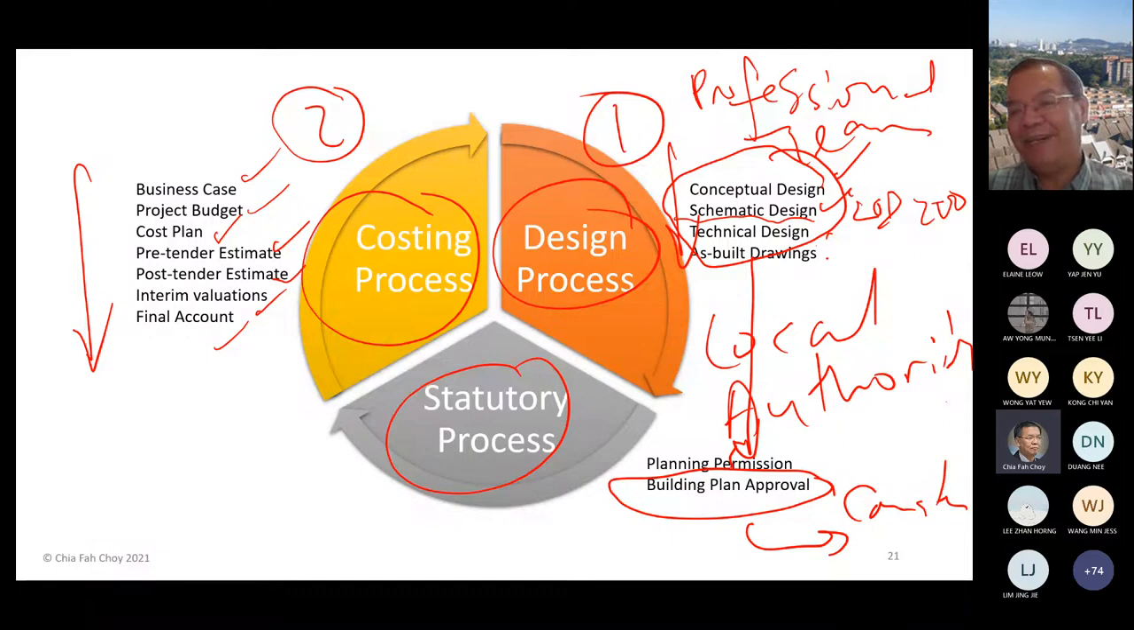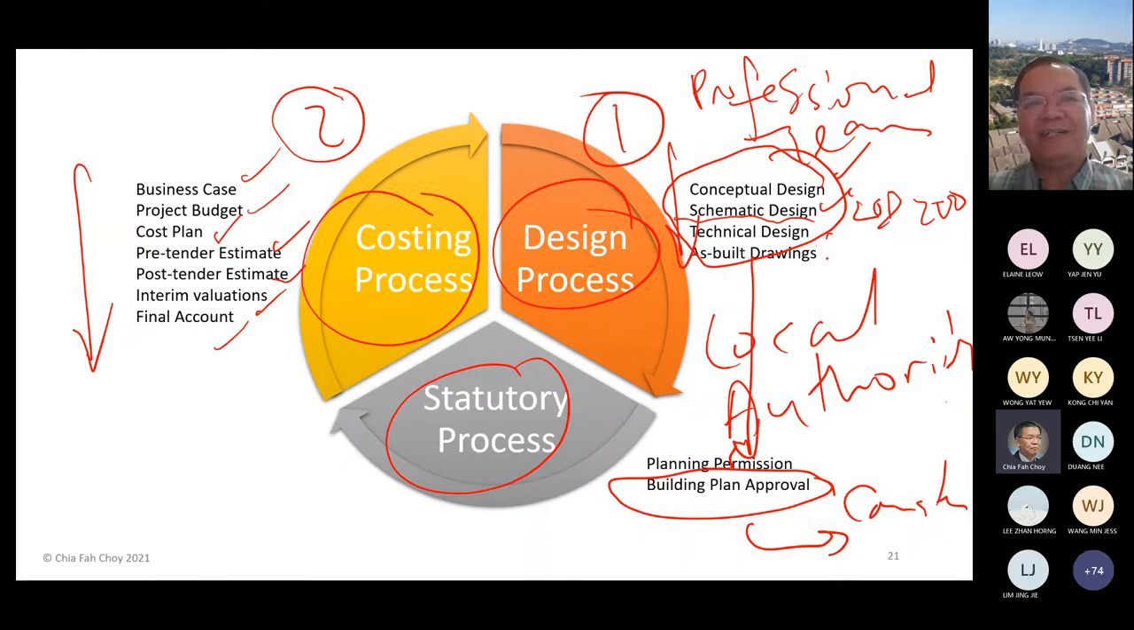Statutory body means 法定的组织, that means those organizations or authorities that are set up under the law. Because in general, as laymen, we like to say government approval. But the concept of the government is very abstract. What does it mean by government?